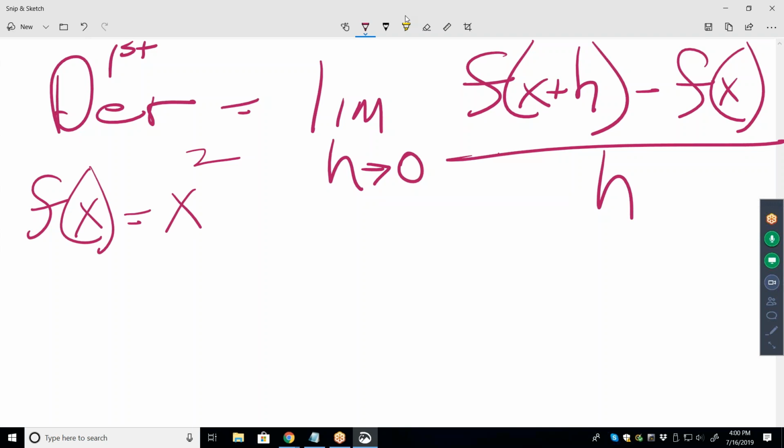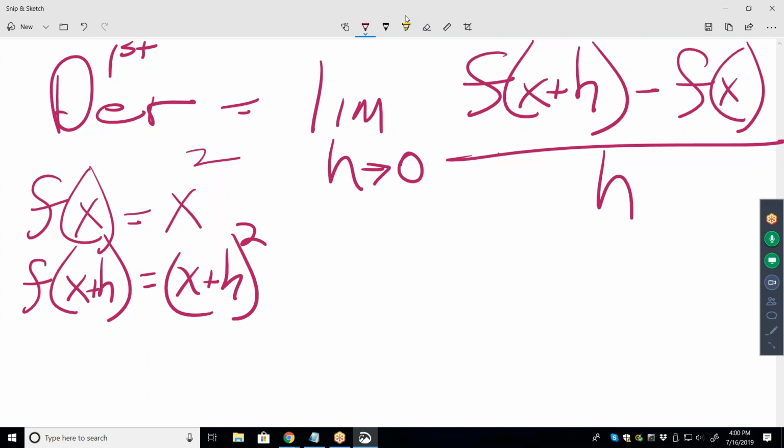Here's the methodology you want to use. It's not as hard as it looks. First of all, write what f of x is. Second of all, write what f of x plus h is. What is f of x plus h? So (x plus h) squared? You got it. That's all you do.